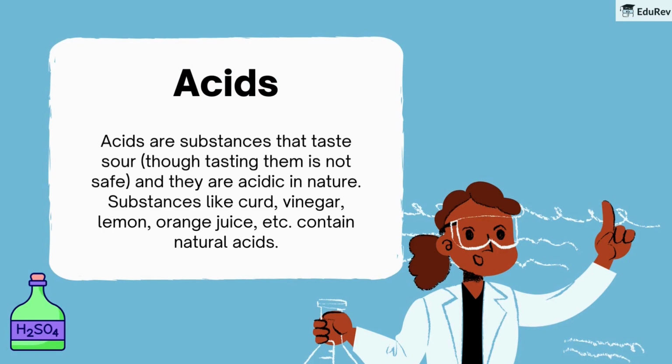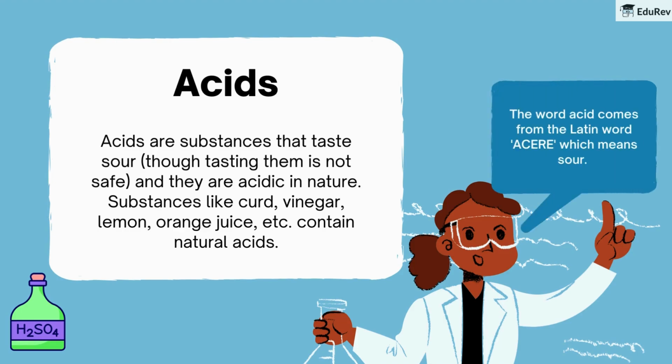Acids are substances that taste sour, though tasting them is not safe, and they are acidic in nature. Substances like curd, vinegar, lemon, orange juice, etc. contain natural acids. And guess what? The word acid comes from the Latin word acer, which means sour.